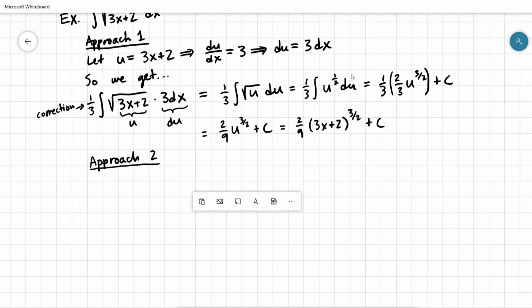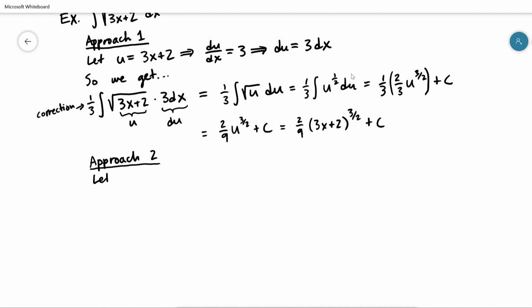So I'm going to do the same thing. I'm going to make the same substitution. I'm going to let u be equal to 3x plus 2, and I'm going to get the same du dx out of this. So du dx is 3.